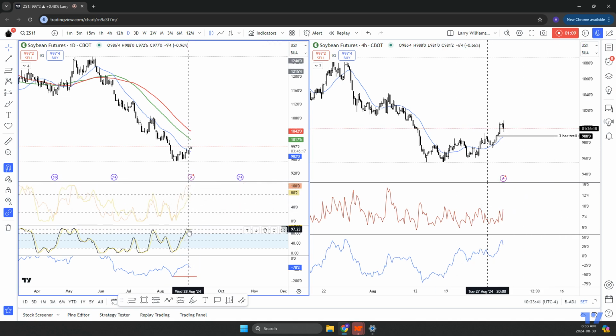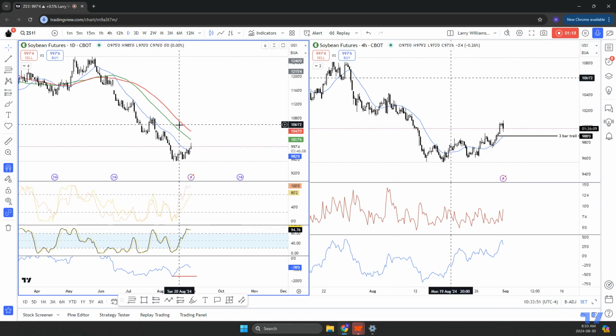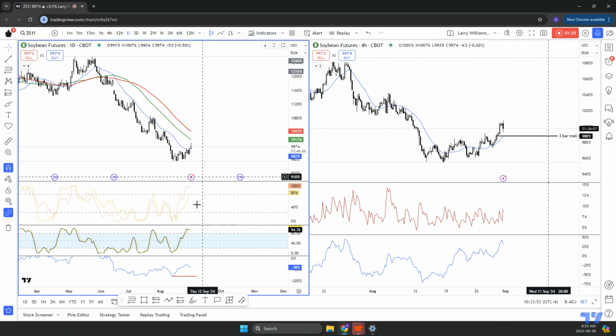Next step is to look at the stochastics. In the case of a downtrend, we want to see it overbought. We see today the overbought signal on the stochastic. If an asset is overbought in a downtrend, it's a good asset to sell.